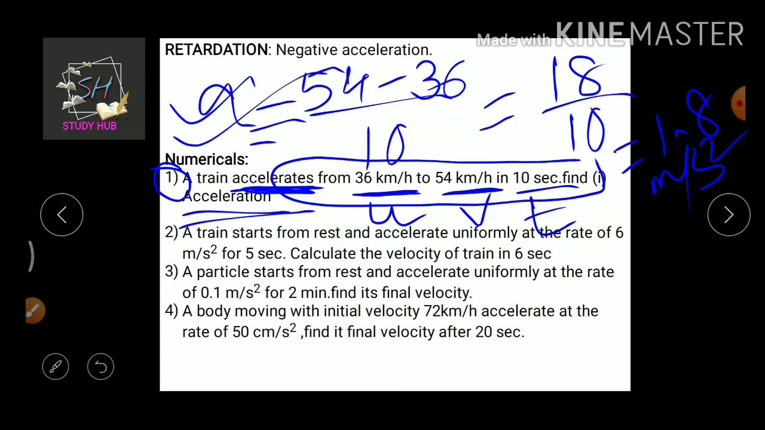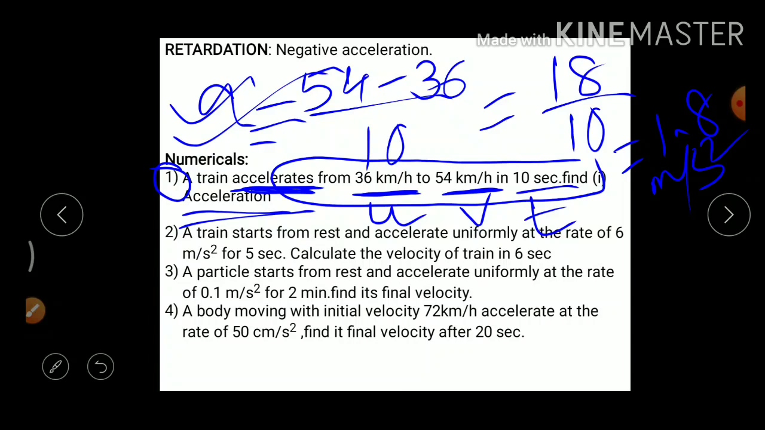There are 3 other sums. The types are the same, but these are your homework. Solve them, and in the next part I will tell you the answers of these 3, that means 2, 3 and 4. These are your homework.